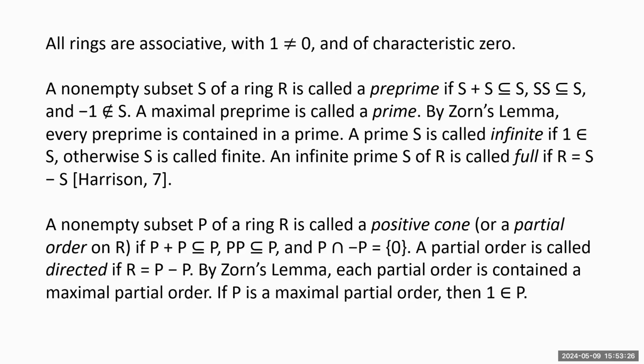So those two definitions are pretty close. The difference is that -1 is not in S, whereas for a partial order the intersection with its negative is 0. I was wondering what the connection is between those two concepts. For example, if we have a maximal partial order P, then because 1 is in P, -1 is not in P. So P will be a preprime, for sure, and P will contain an infinite prime.